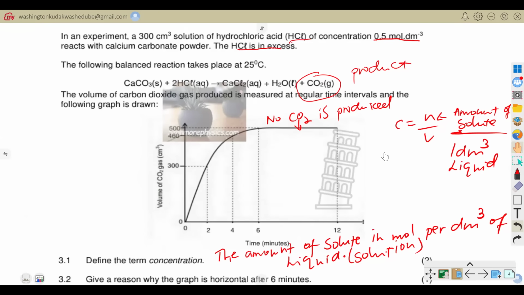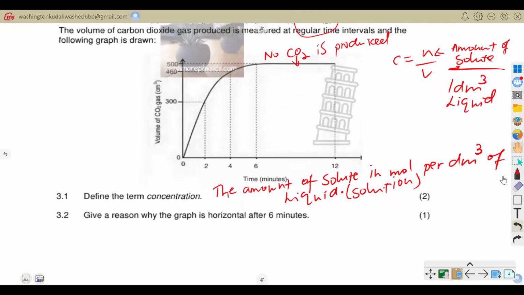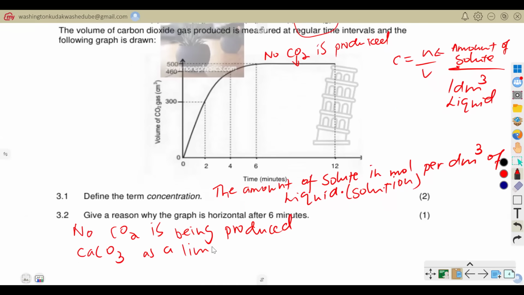So you were going to write that answer in many ways. You would just get to choose. There is only one mark here. You can either choose to say no carbon dioxide is being produced, or you would come and say that calcium carbonate is a limiting reactant is now used up.